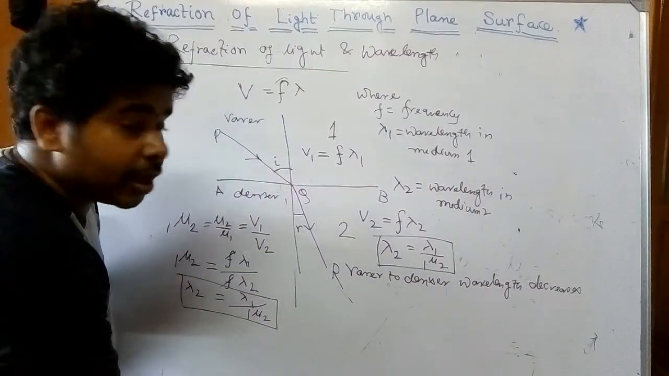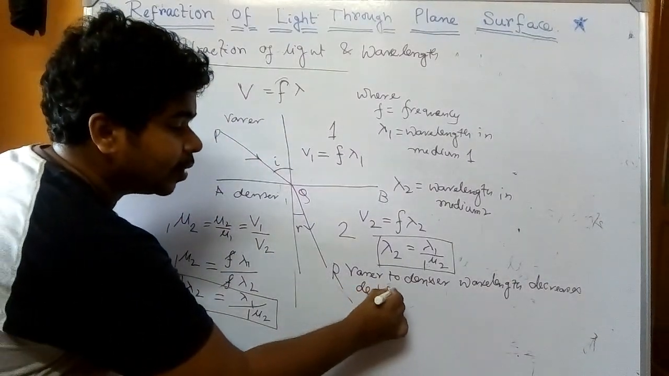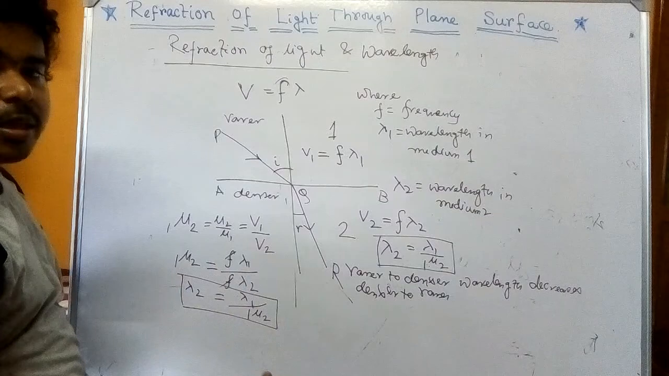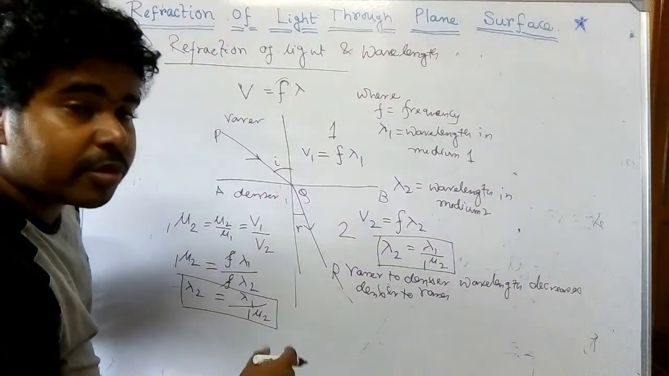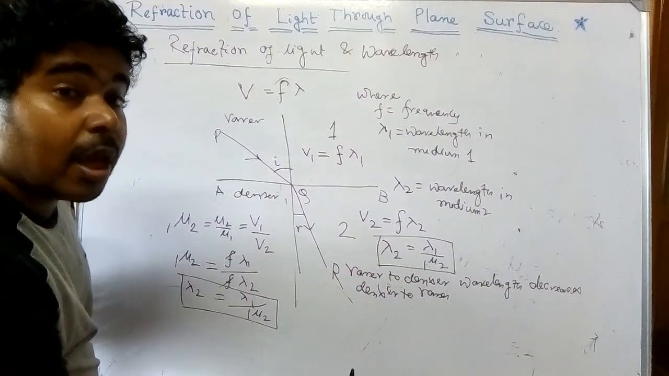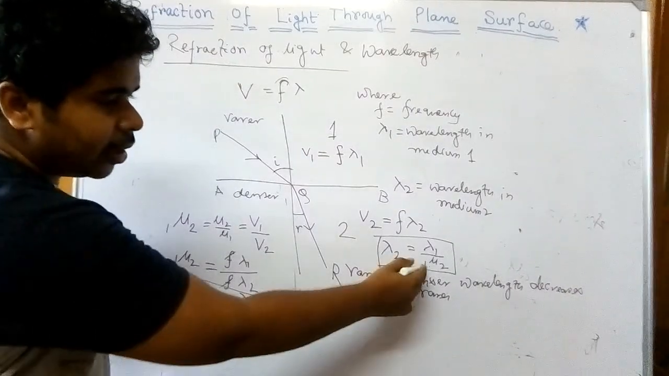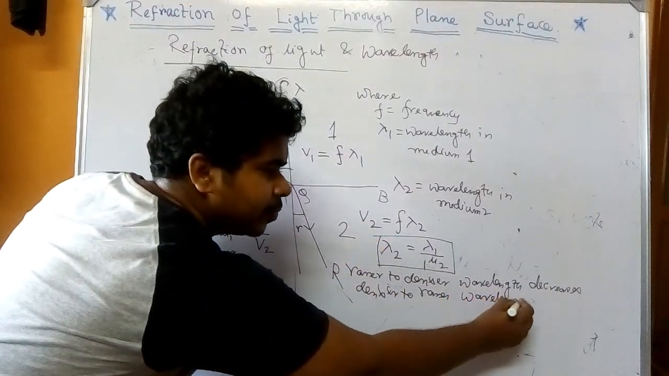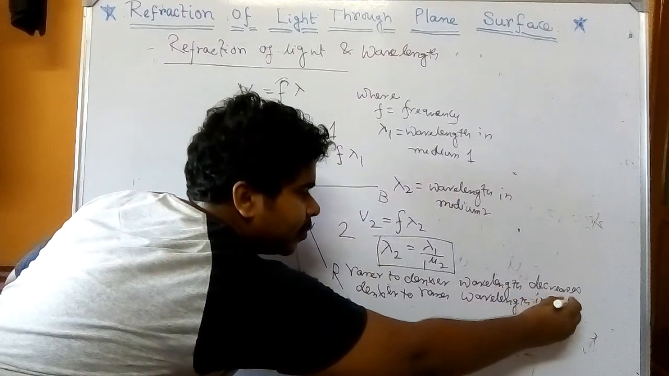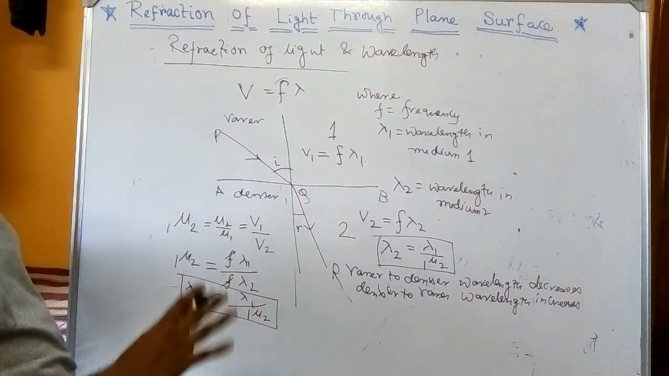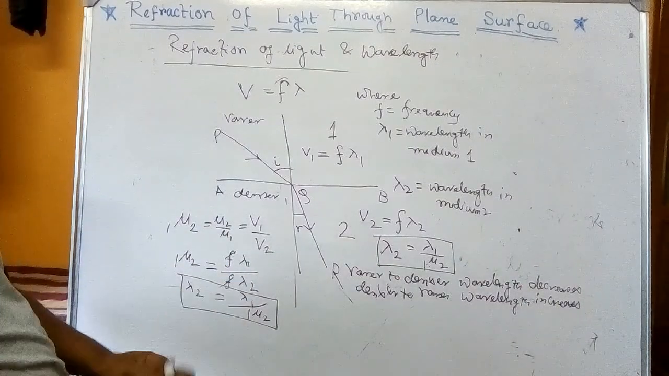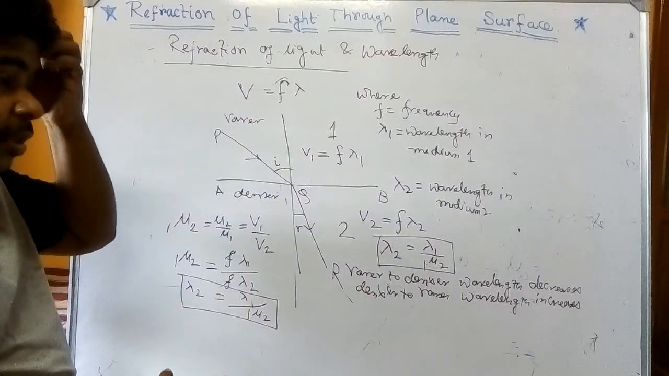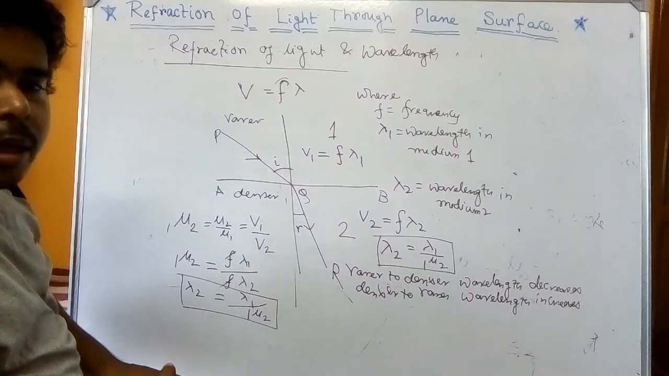And when the light ray comes from denser to rarer, as we have seen in the previous part, the refractive index is less than 1. Less than 1 means this lambda 2 will be more than lambda 1. So the wavelength increases. This conclusion you have to remember, as well as this relation, how the refractive index is related with the wavelength of light in a medium.